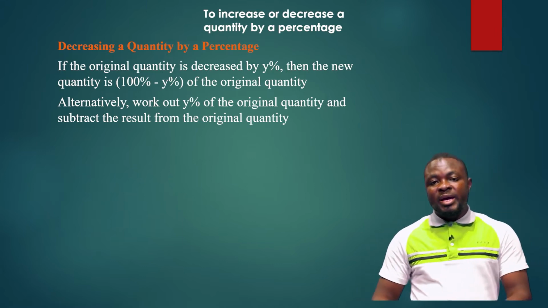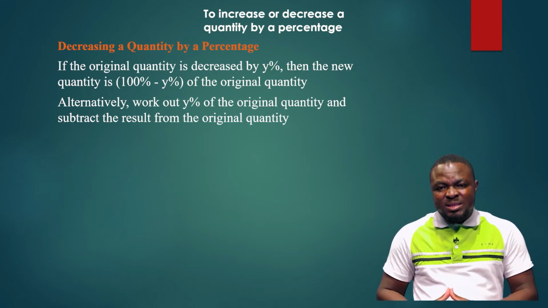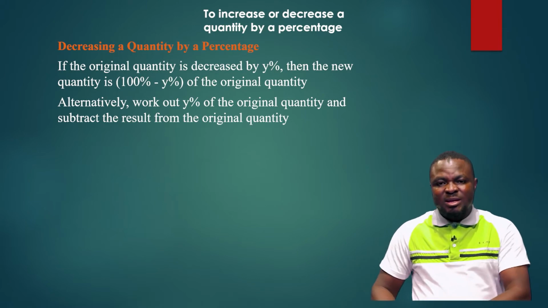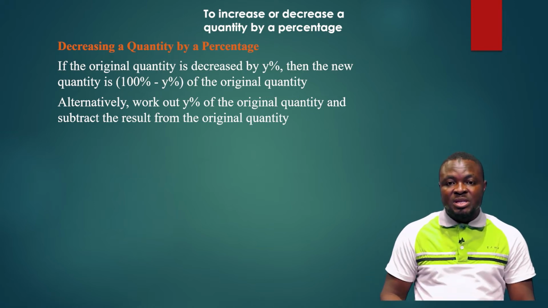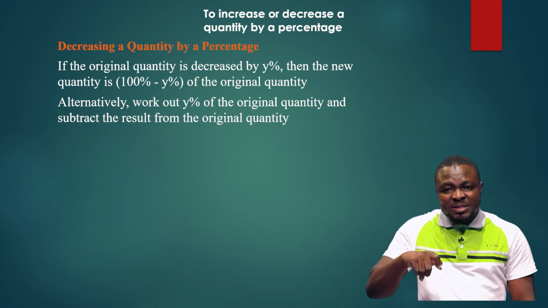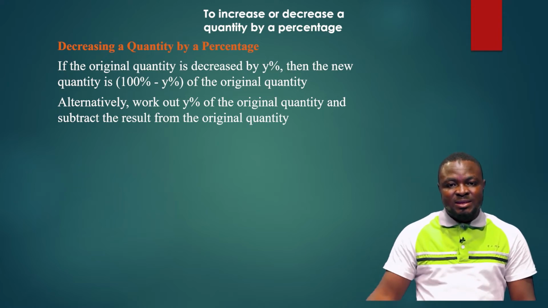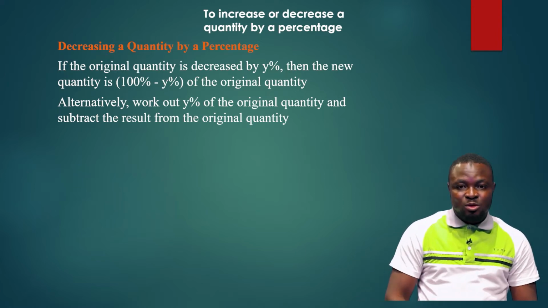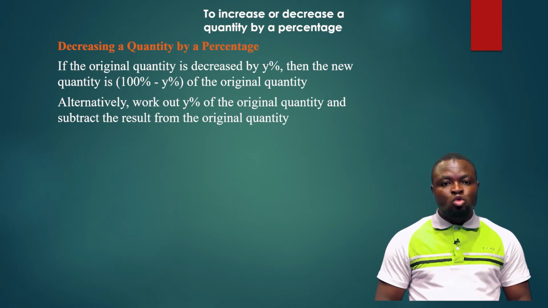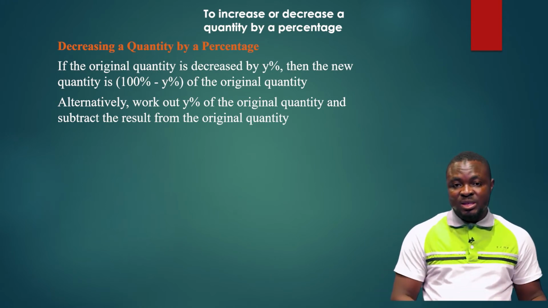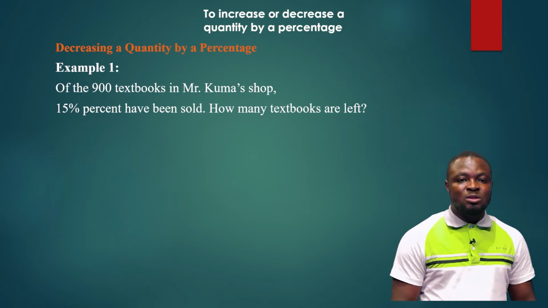Alternatively, you can also calculate Y% of the original value. Then whatever answer you get, which represents the decrease in the original quantity, you subtract from the original value. Decrease means subtraction. You know, when we were talking about increasing a quantity by a percentage, we added the margin of increase. This time it is decrease. So whatever result you get, you subtract it from the original value. That's the alternative method, and it will give you the same result as the initial method I indicated.